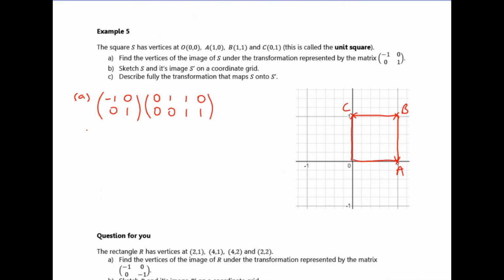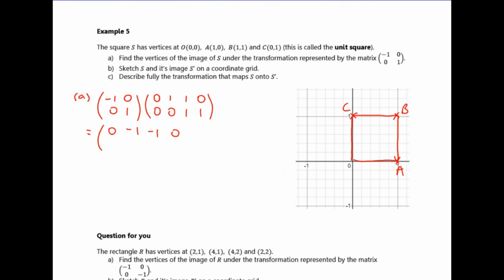Do this matrix multiplication. So I'm doing minus 1, 0 times 0, 0. Obviously, that gives you 0, so I'll just put 0. Minus 1, 0 times the second column, so that's minus 1 times 1 plus 0, gives minus 1. Third column, minus 1, 0 times 1, 1 gives you minus 1. And the final one, minus 1 times 0 plus 0 times 1 gives you another 0.